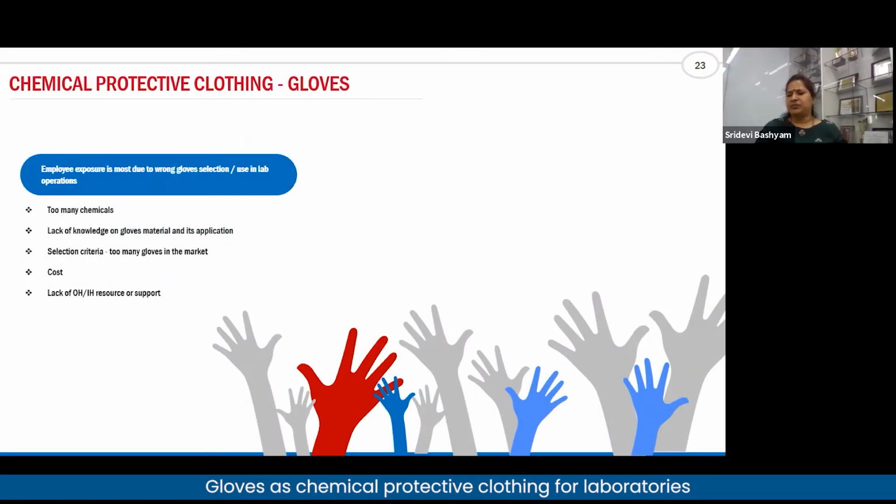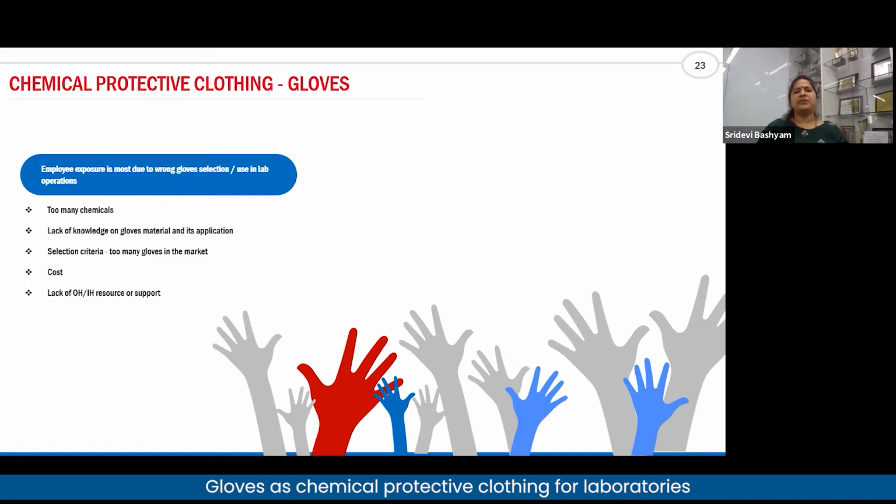Most of the time, if you see employee exposure, it is mostly because of wrong glove selection. We think one glove fits all. In chemistry and biology, nitrile gloves are probably very suitable, and only in 10% or 5% of cases, where he has to deal with very biologically sensitive things, he can have other gloves.